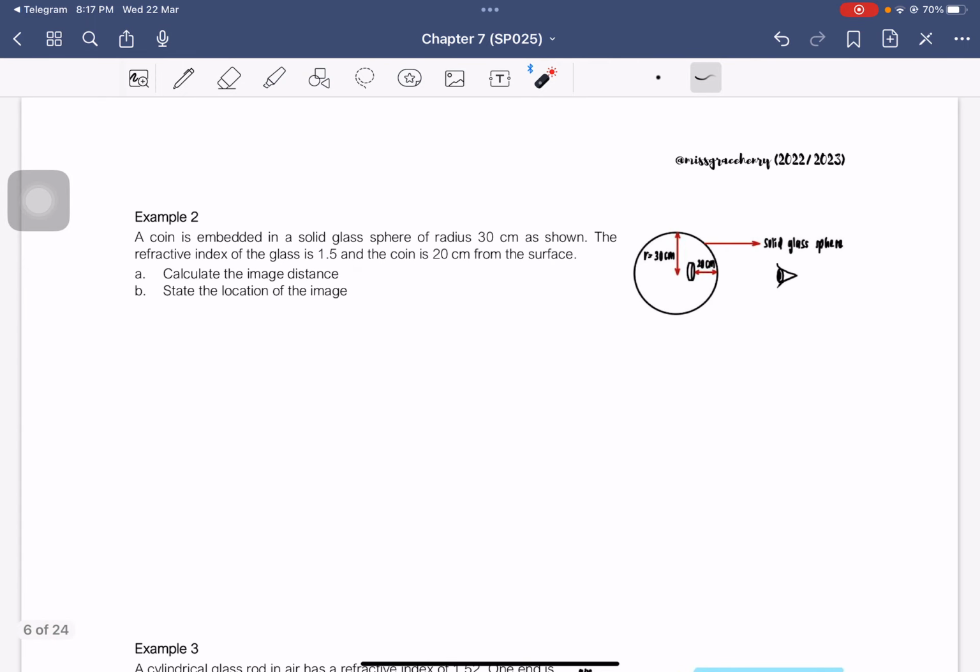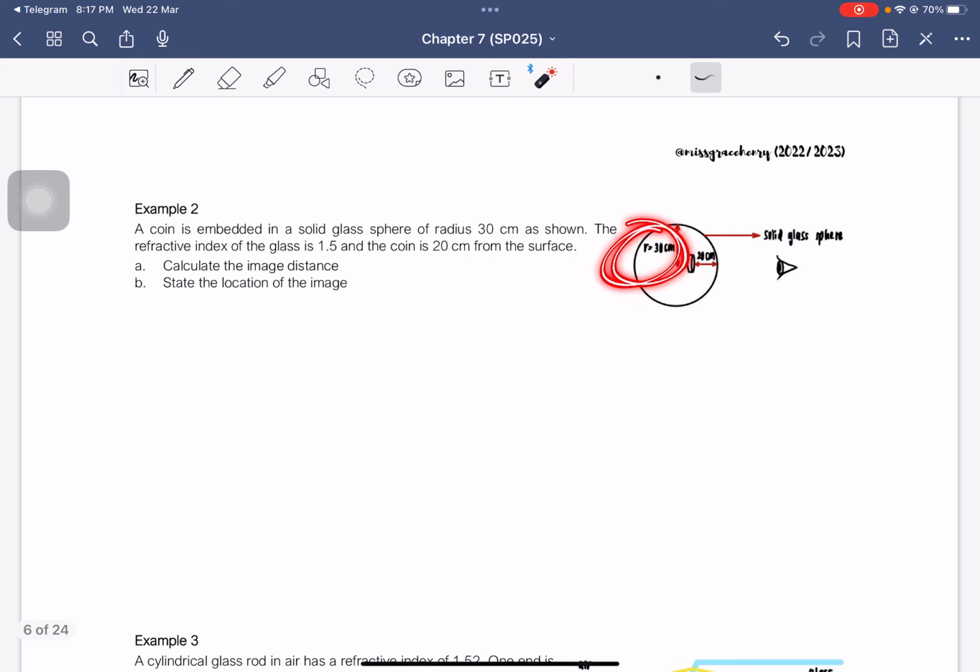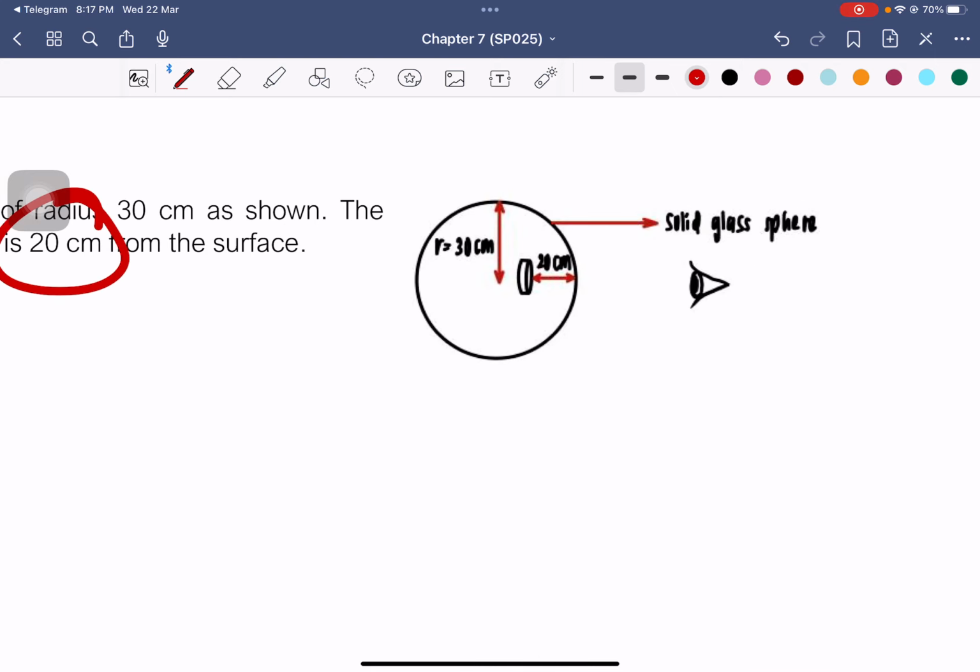Let's look at an example now. Example number 2: we have a coin that is embedded in a solid glass sphere with radius 30 centimeter, and the refractive index of the glass is 1.5, and the coin is 20 centimeter from the surface. Which one is our first medium? The object is where the light originated from. So the incident ray is from the object itself.